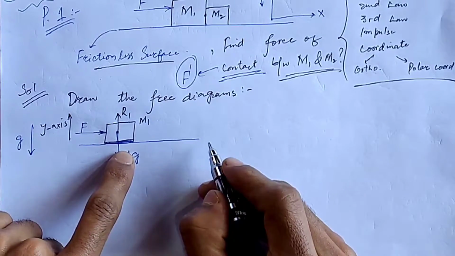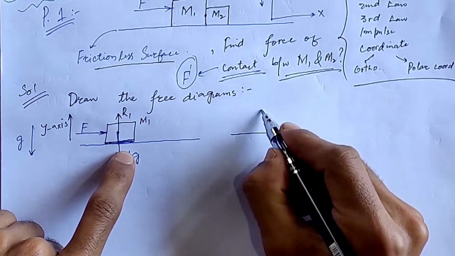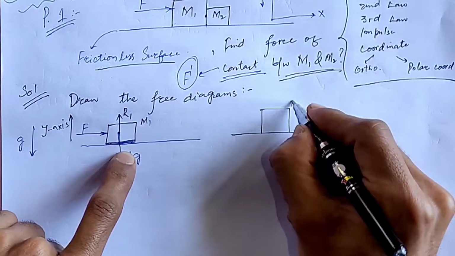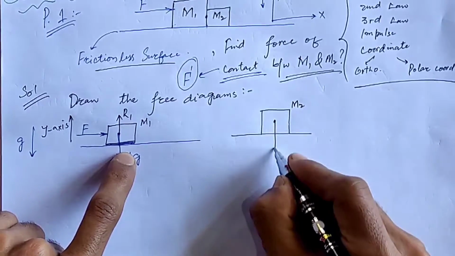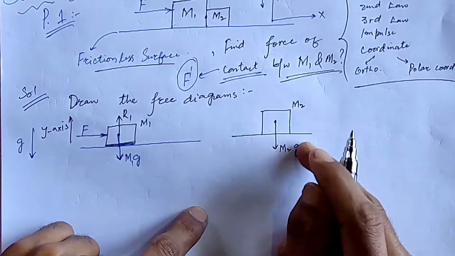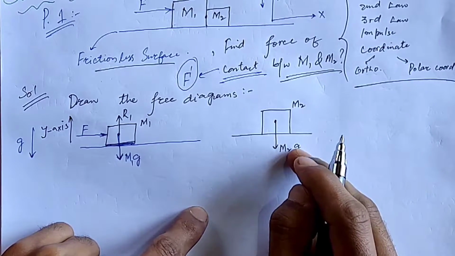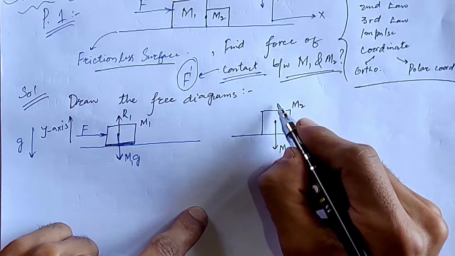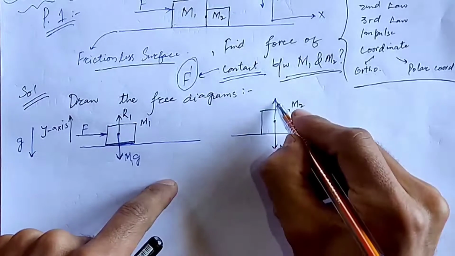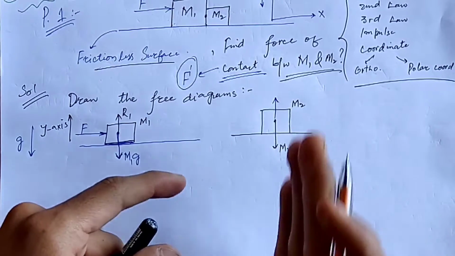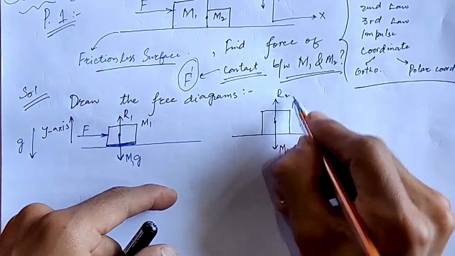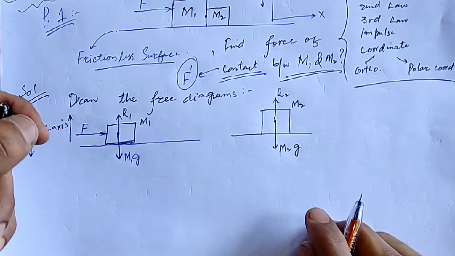Okay, now another thing, we have another body here, m2. Similarly here, the downward force is gravity, so there must be m2g, which is the weight of the body. And since there is no motion along the y-axis, this weight must be balanced by the upward normal force, opposite to the weight, a kind of reactive force, which we'll denote by R2.